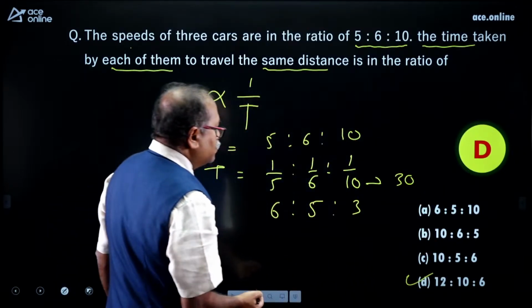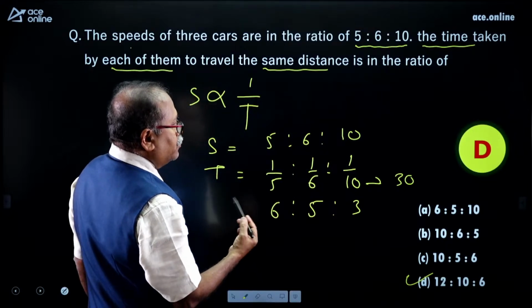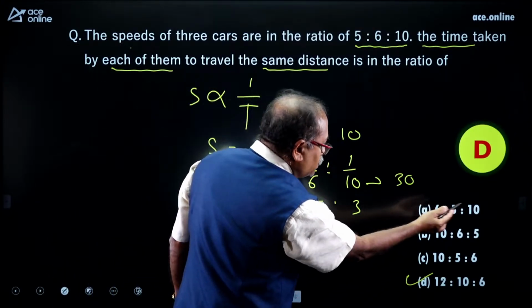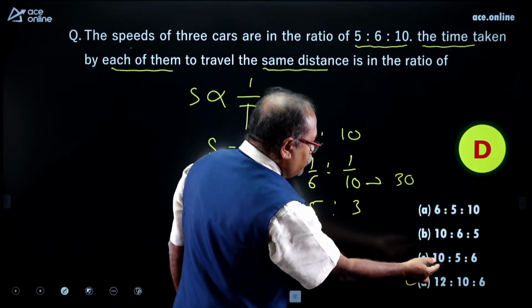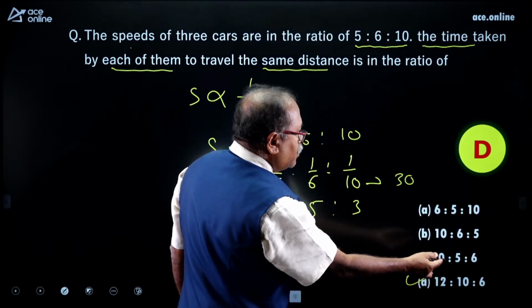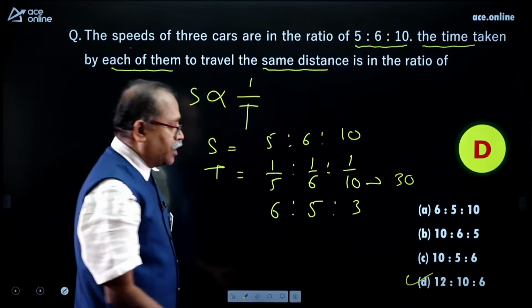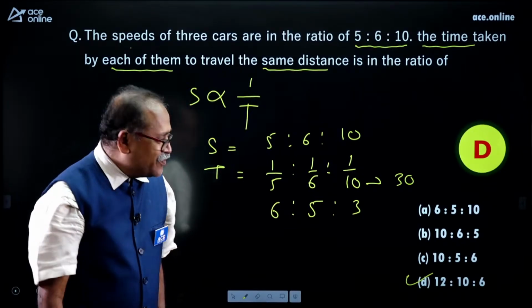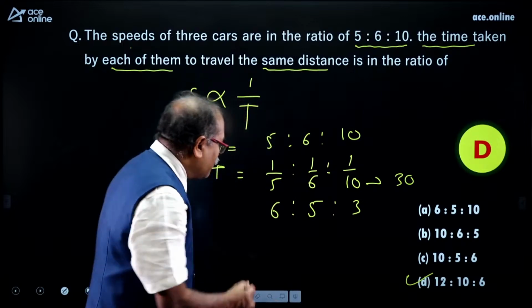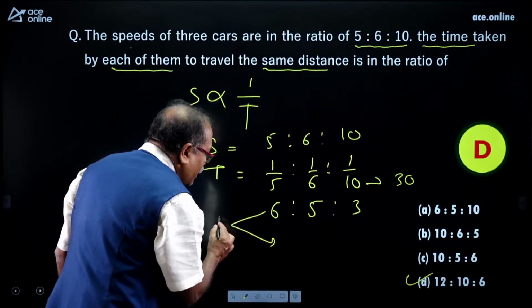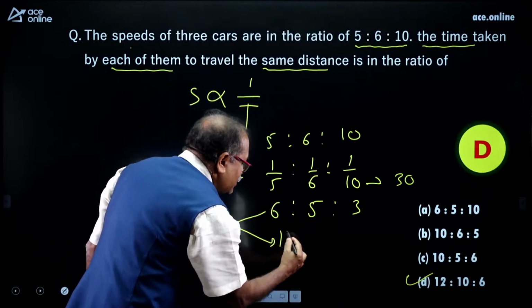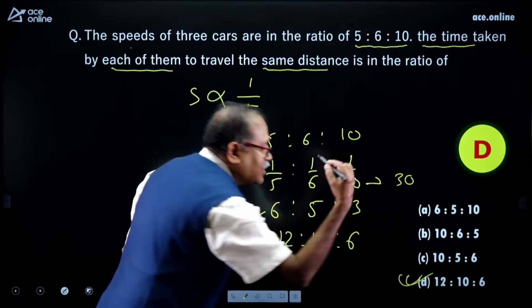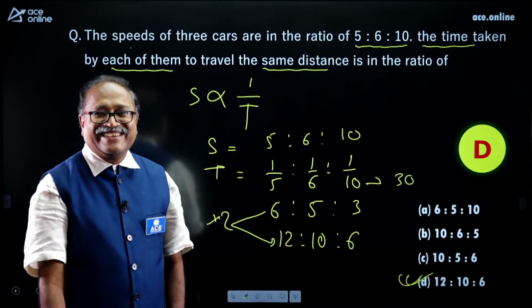So do we have the time ratio 6, 5 and 3? Where is that? Where is 6, 5 and 3? No, I don't have it. Does it mean I don't have the answer here? No, my dear friends, look at option D. What if I multiply this by 2? Then I will get 12:10:6, and that is exactly what option D says.